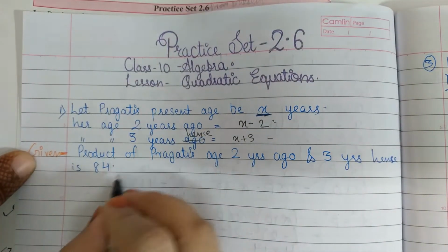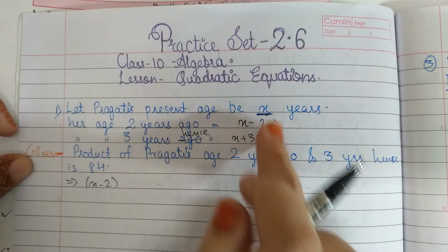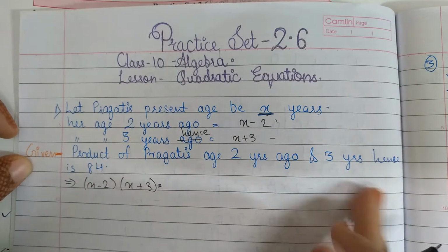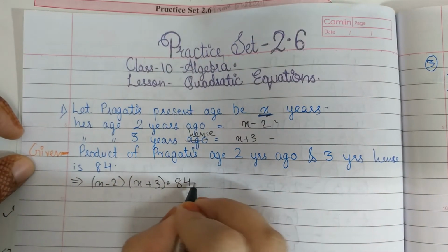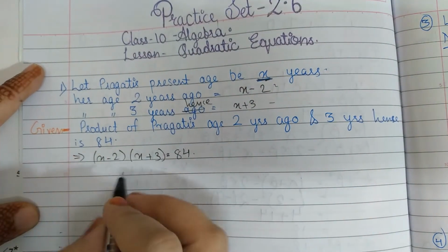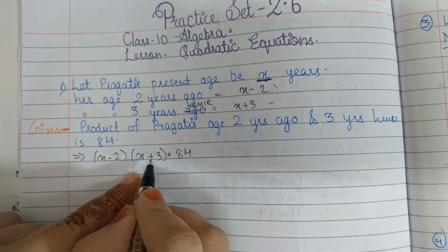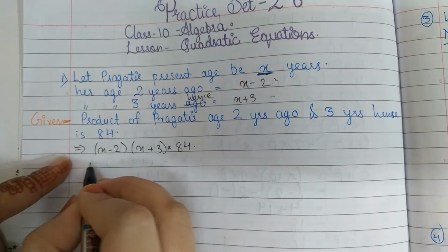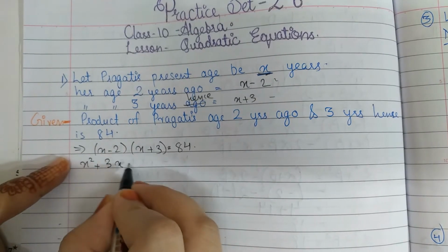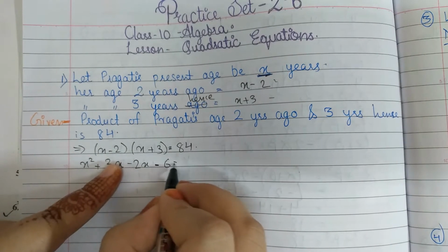Now let's write the equation. The equation according to the question will be x minus 2, that means product of these two data, multiplied by x plus 3 is 84. Now we will solve the equation and find the value of x. After multiplication, x will be multiplied by x plus 3, then minus 2 will be multiplied by x plus 3. So x into x will be x square, plus 3 into x will be 3x, minus 2x, and minus 2 multiplied by 3 will be minus 6, equals 84.